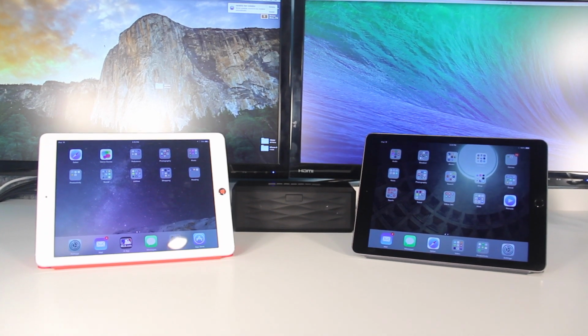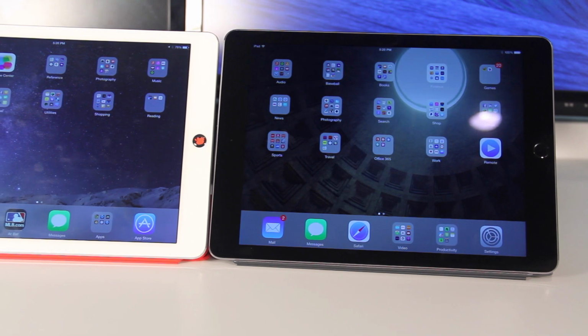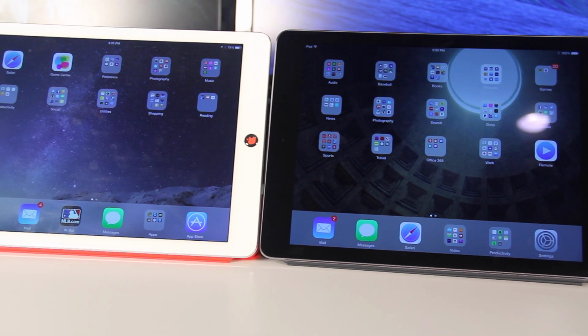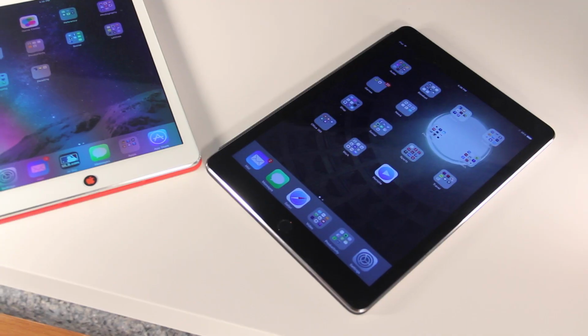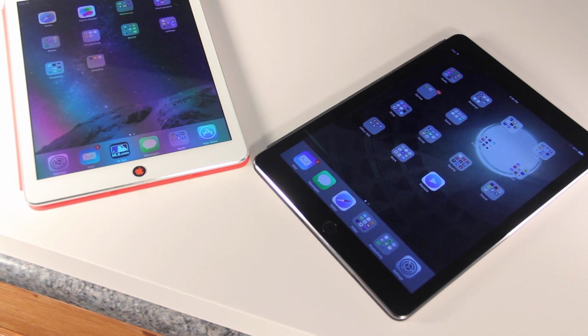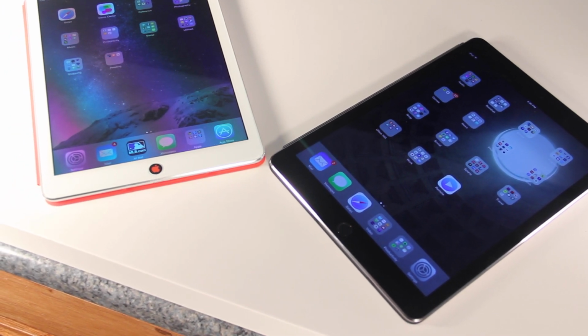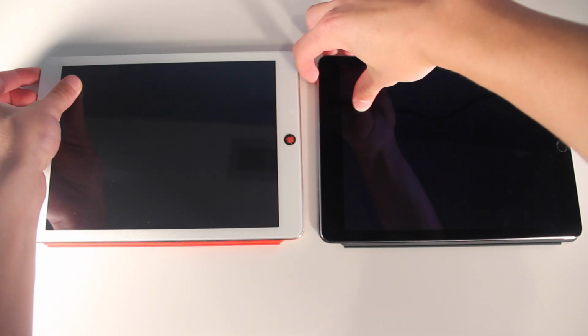Today I have a quick comparison of the new iPad Air 2 versus the original iPad Air. This will be a speed test, we'll have Geekbench 3, some web browser tests, and a boot up test. The iPad Air 2, of course, has the Apple A8X chip, while the original iPad Air has an A7 chip, and the Air 2 has double the RAM with 2GB, and the original Air comes in with 1GB of RAM.